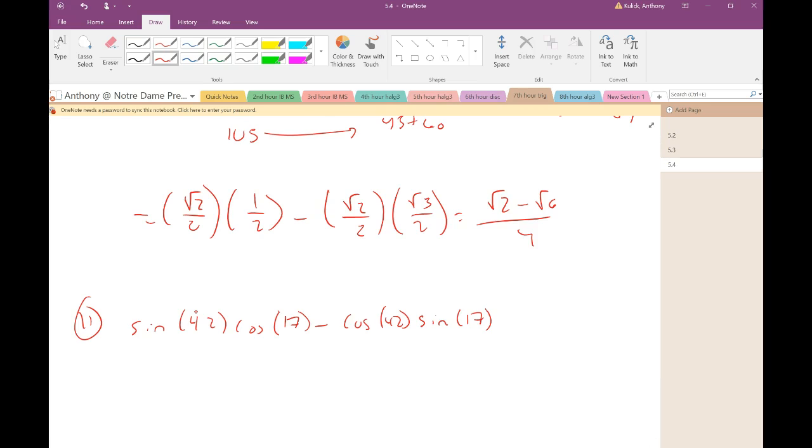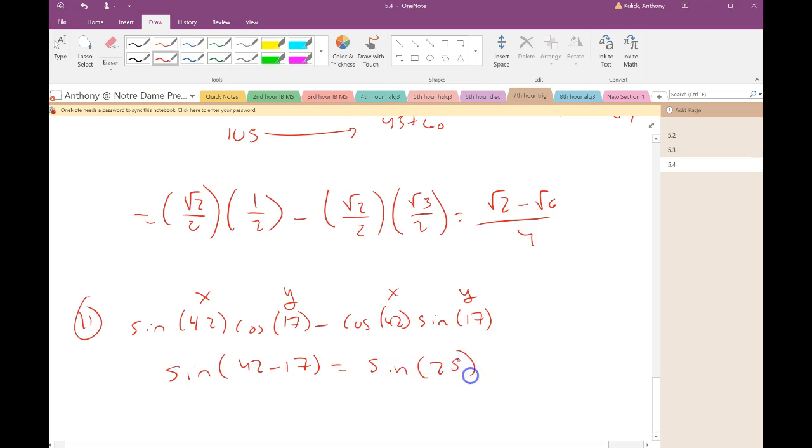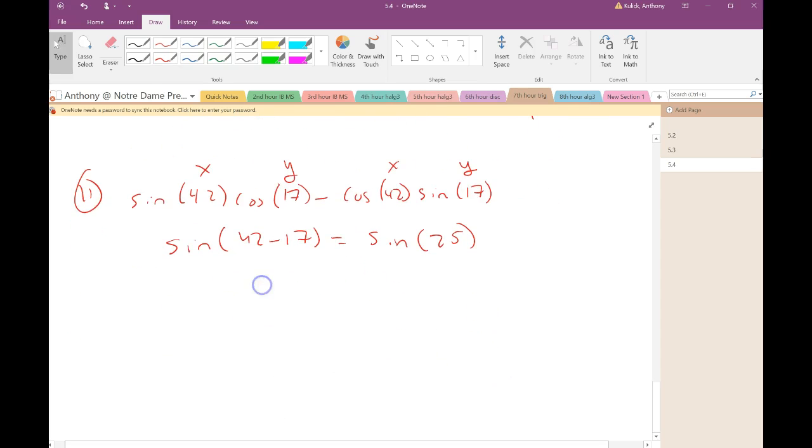So for number 11, what I'm going to do is I noticed that the 45 is our x and the 17 is our y. So if I go to my formula sheet, I have sine x cosine y minus cosine x sine y. That's the sine one, right? So this is sine of 42 minus 17, or sine of 25. And that's it. That's all I'm supposed to do.